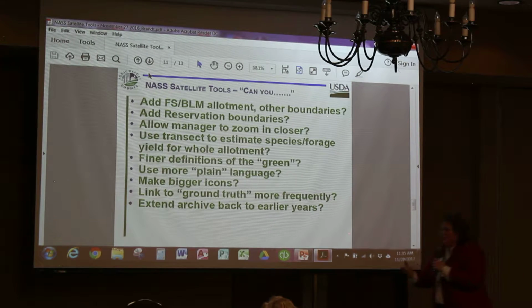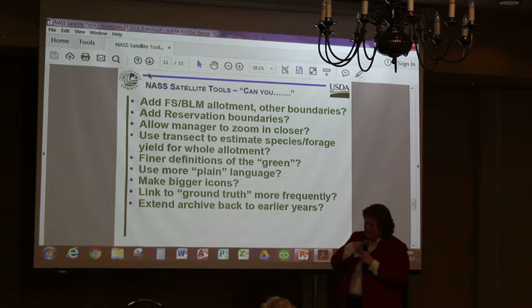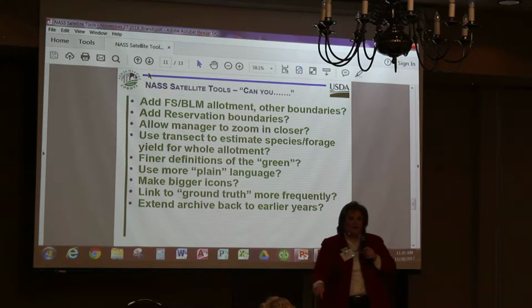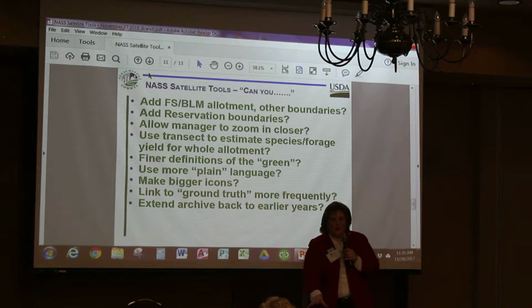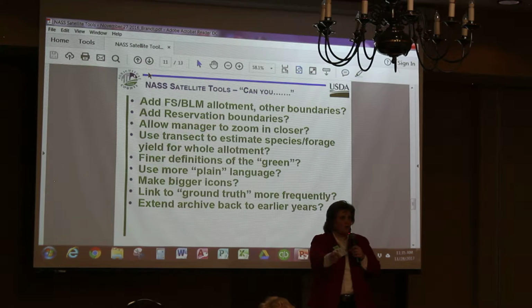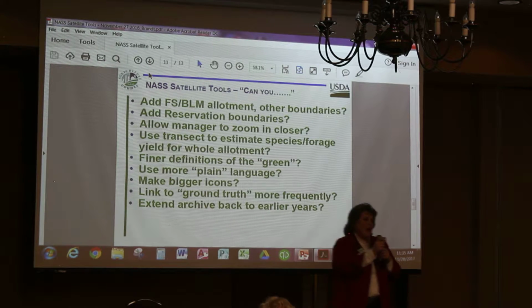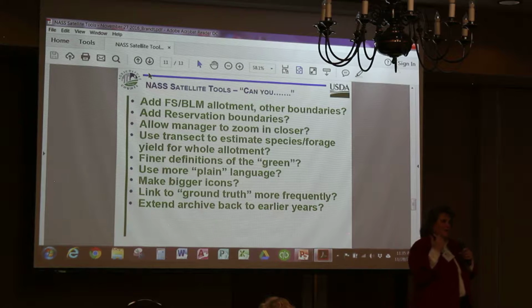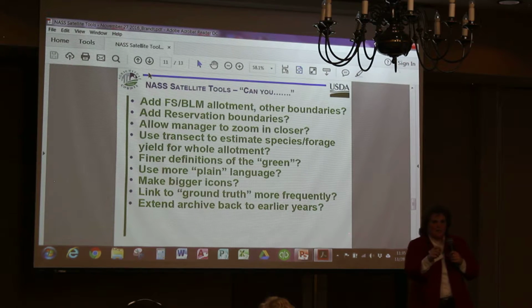Can I zoom in closer? Because we're a statistical organization, we do not allow, due to preserving the landowner's confidentiality, to zoom in as close as Google Earth does. With Google Earth, you can see somebody's trash can or burn barrel out in the backyard. We don't let you get that close.